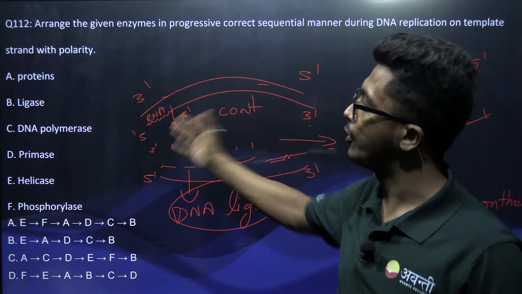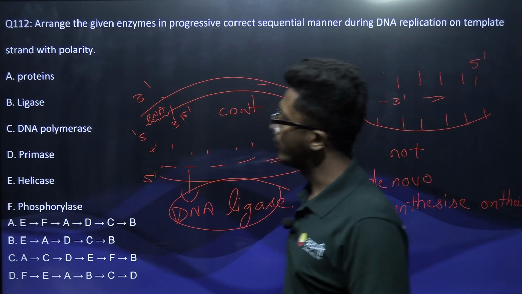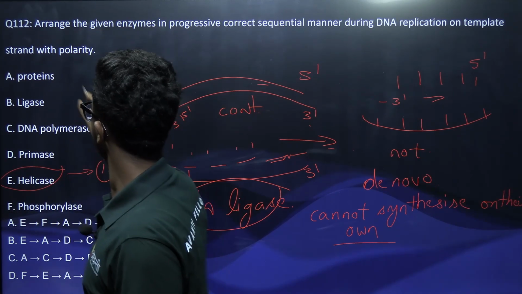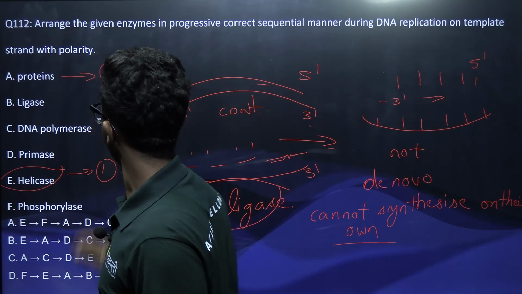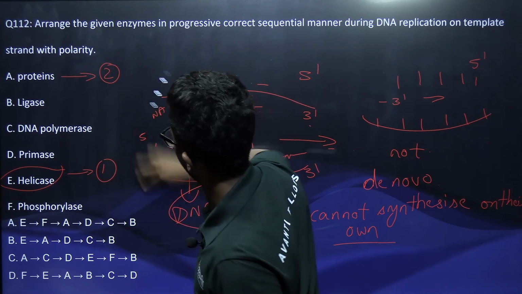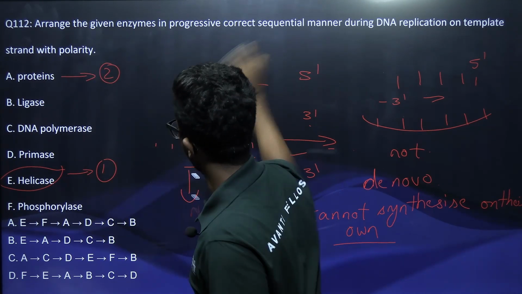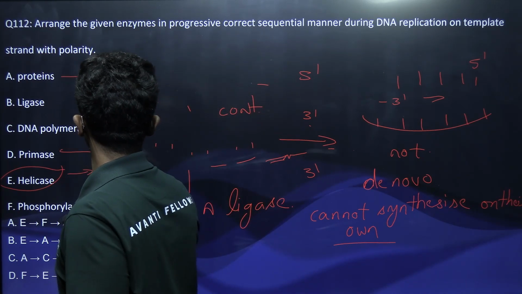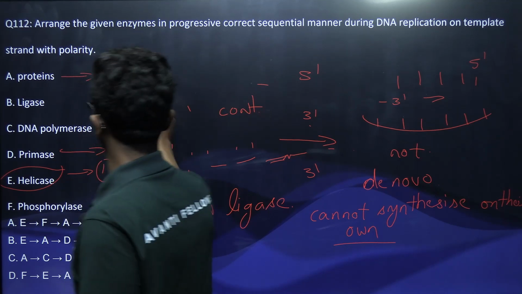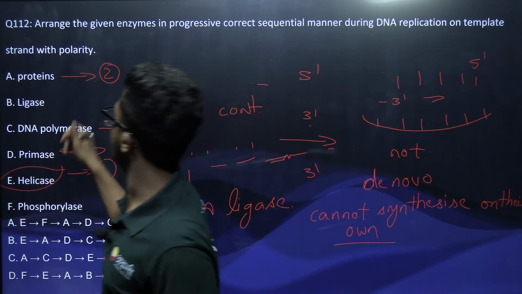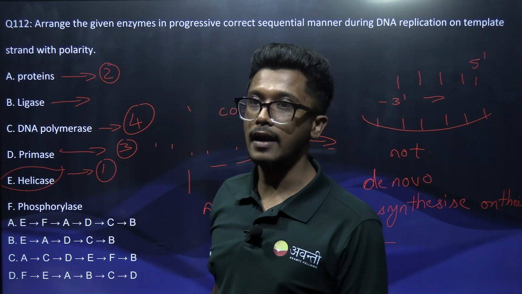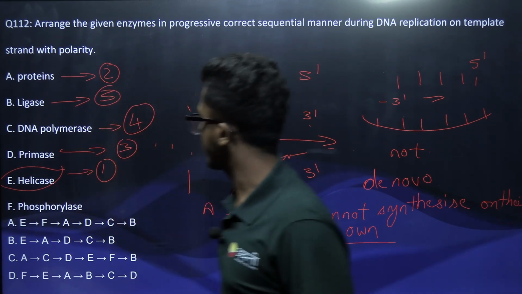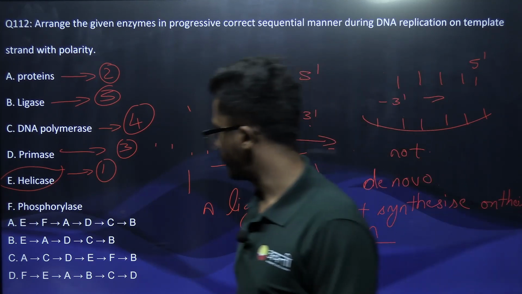So with the given options here, what happens, guys? First one we have is the helicase. Helicase comes first. After helicase comes, then come the proteins. After the proteins come, we have the primase. After the primase comes the DNA polymerase. After the polymerase comes, we have a situation with respect to our lagging strand, so that will be done by ligase. Ligase will stitch up the Okazaki fragments. So which option is very favorable to us?